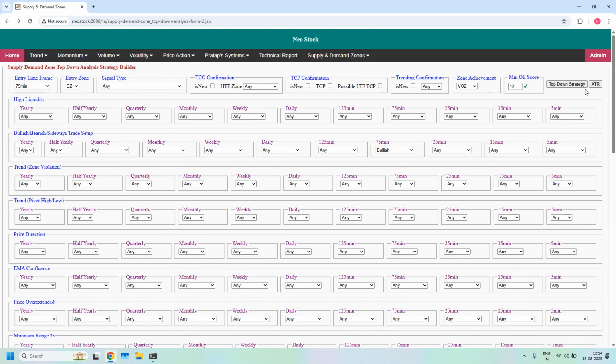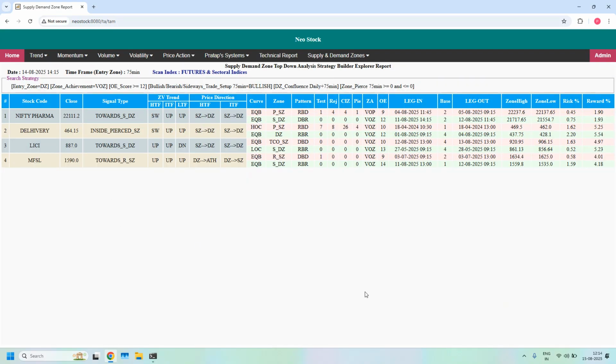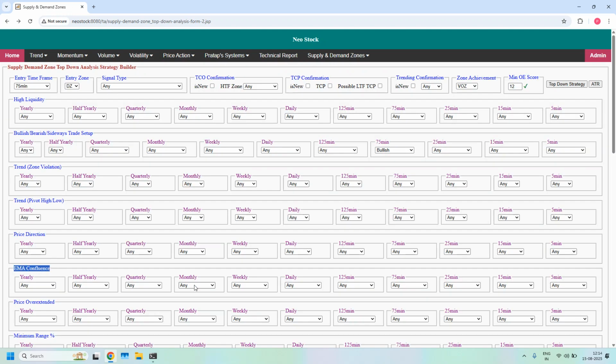By applying the filter on the 7 stocks, we got 4 stocks. In all these 4 stocks, these 75 minutes demand zones are overlapped with daily demand zone. And also daily trend is uptrend in all the 4 stocks. ITF is daily. So that's why we can further filter this list based on daily demand zone having daily EMA confluence. So I'm going back and setting the filter daily demand zone with daily EMA confluence.